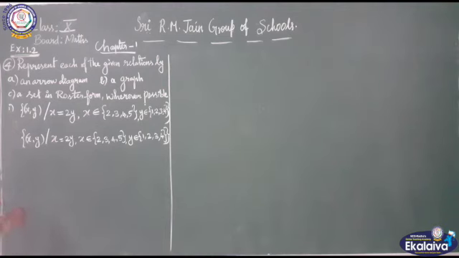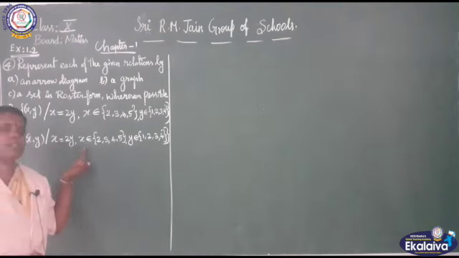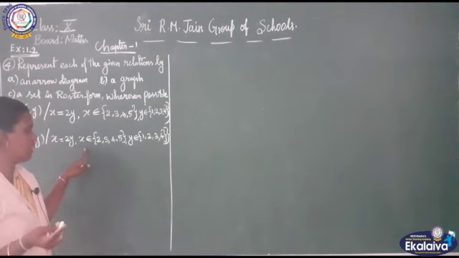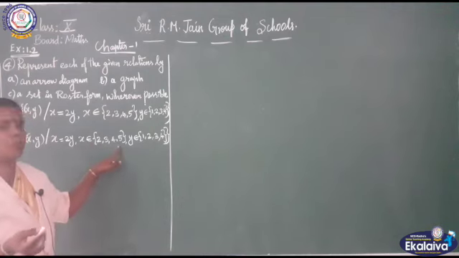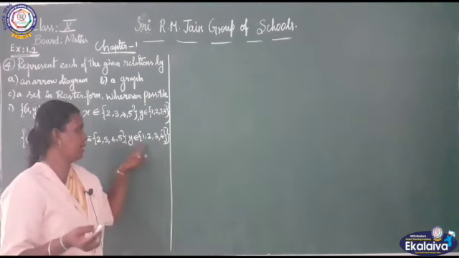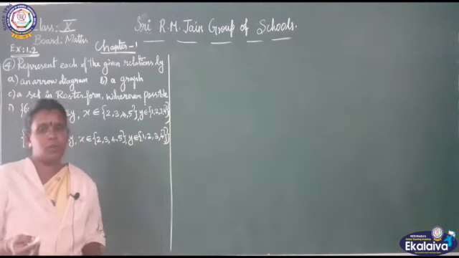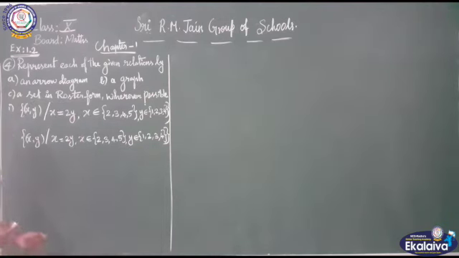First I will write the question again. Here I write the question: {(x, y) such that x = 2y, x belongs to the set with elements 2, 3, 4, 5 and y belongs to the set with elements 1, 2, 3, 4}. We need to get the relation first.